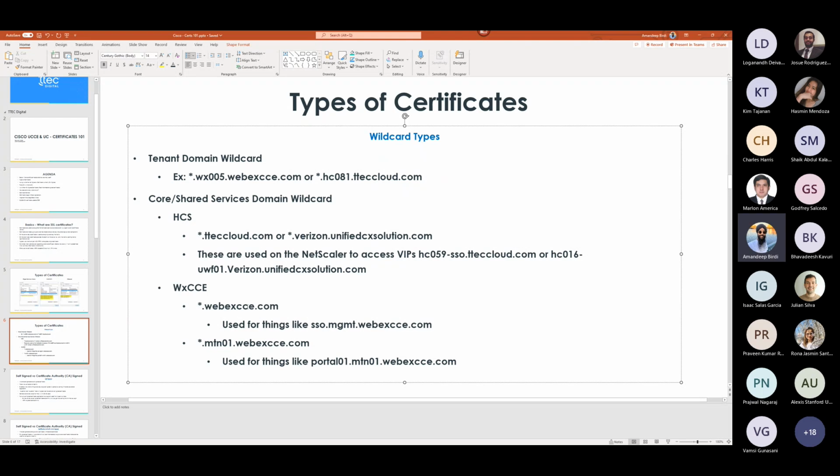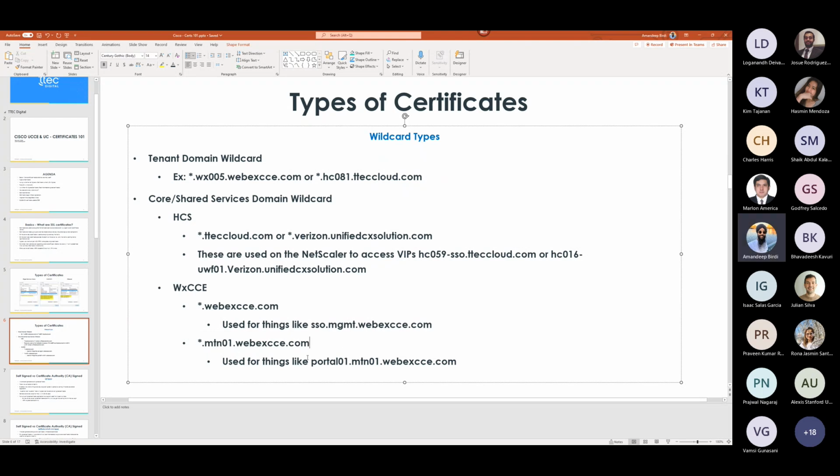You've got the star.webxcce.com. And this is used on things like sso.mgmt.webxcce.com. It's used on the self-service password reset tool, right? It needs to be used on the wiki, the WXCCE wiki, but it's expired right now. So somebody forgot to update that. That needs to be done, right? And then you've got this one here. This is the multi-tenant in North America.